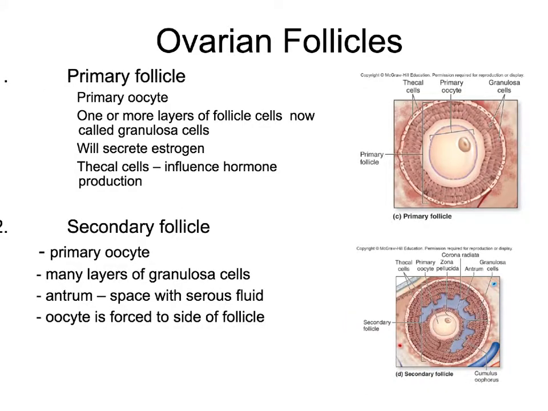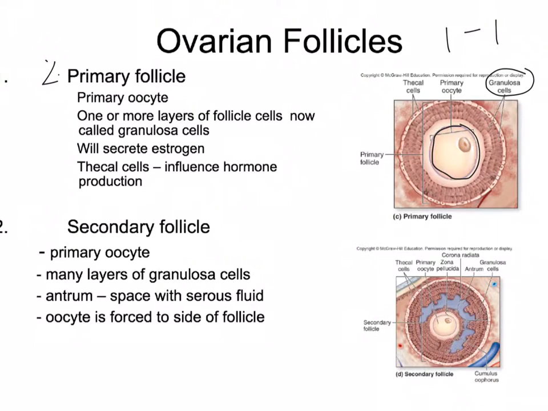Now, the primary follicle is going to be next. If you look at this picture, the primary follicle has a primary oocyte. It's going to stop at the first meiotic stage, so it's still there. It's got a more complex follicle around it, with one or more layers of follicle cells, but once we get to this point, we start calling them granulosa cells.